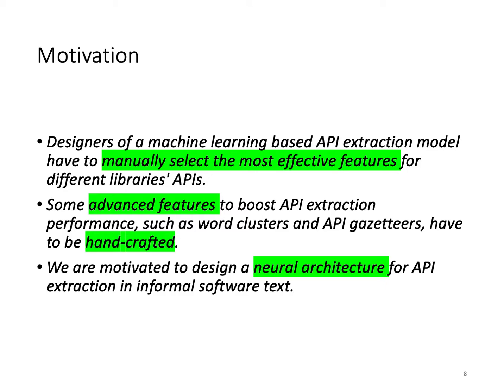As for the motivations, well, designers of a machine learning-based API extraction model have to manually select the most effective features for different libraries and APIs. Some advanced features to boost API extraction performance, such as word clusters and API gazetteers, have to be handcrafted. So we are motivated to design a neural architecture for API extraction in informal software text.